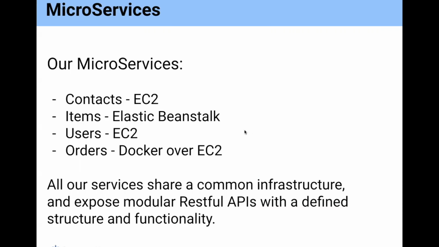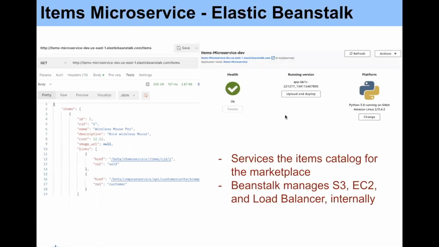So we have four microservices, three of which are hosted on EC2, and we have the items microservice, which is hosted on Beanstalk. And all of these microservices expose modular RESTful APIs. So this is the first microservice, which is items, hosted on Elastic Beanstalk, as we see on the right. And on the left is one of the sample APIs, which we see for the items microservice.